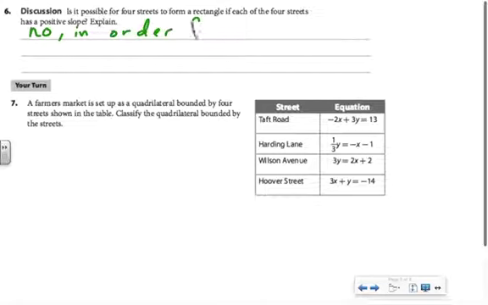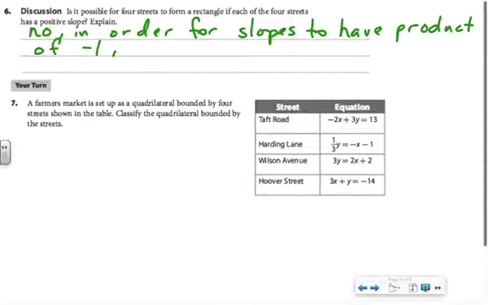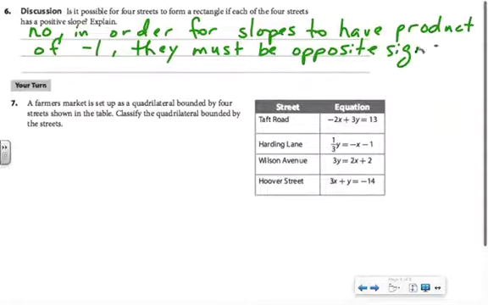In order for slopes to have a product of negative 1, they must be opposite signs, hence the phrase opposite reciprocal.